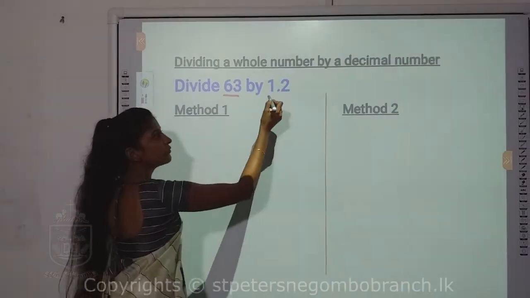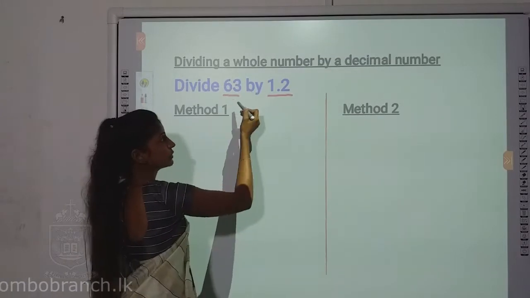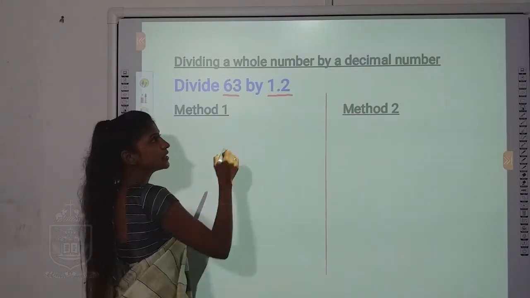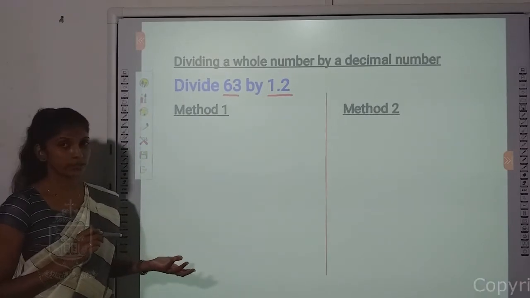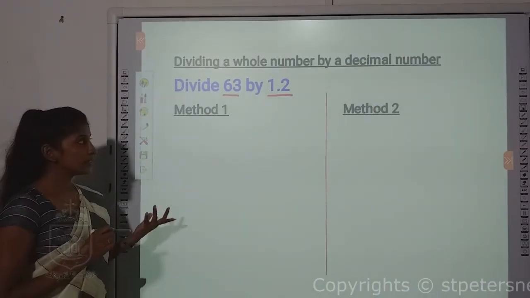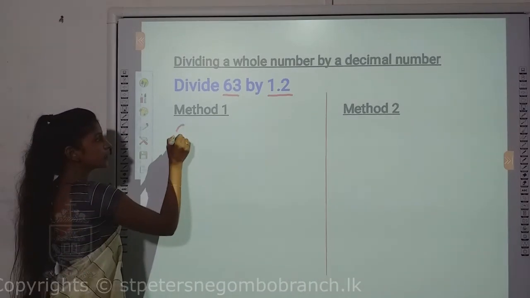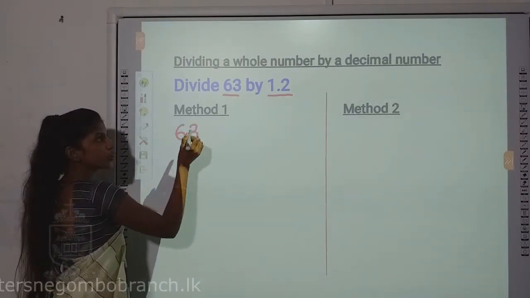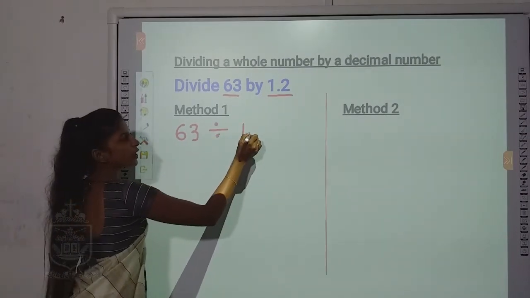63 divided by 1.2. One is a whole number and the other is a decimal number. So here also there are 2 different ways of doing this. Let's see the first method of how we can divide this. 63 you are going to divide with the division symbol by 1.2.